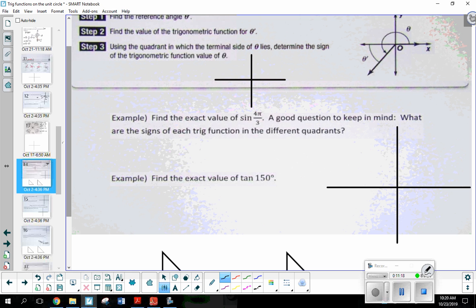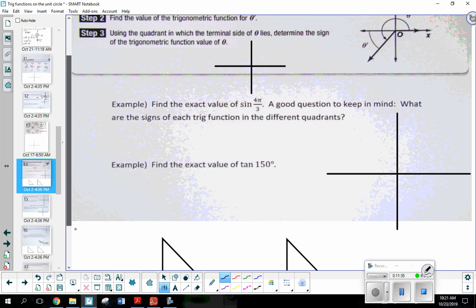Find the exact value of sine of 4 pi over 3. Okay. So, Josh, what quadrant would that put me in? 4 pi over 3. 1, 2, 3, or 4? Oh, you're right. I'm sorry. I don't know what I'm thinking about. That would be 3. Okay.